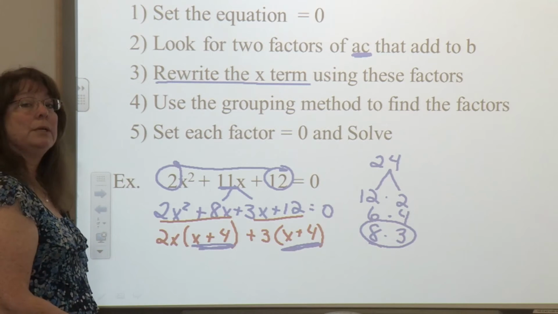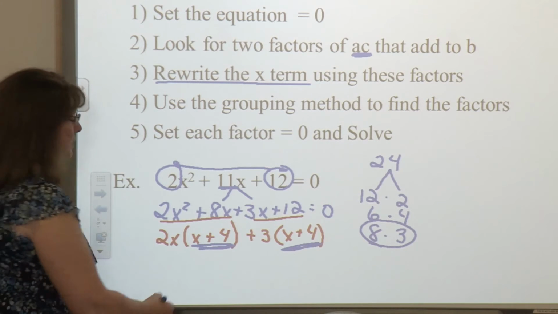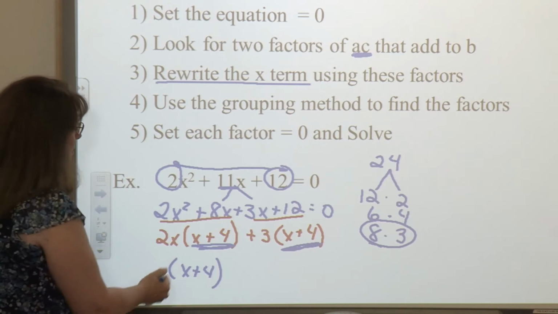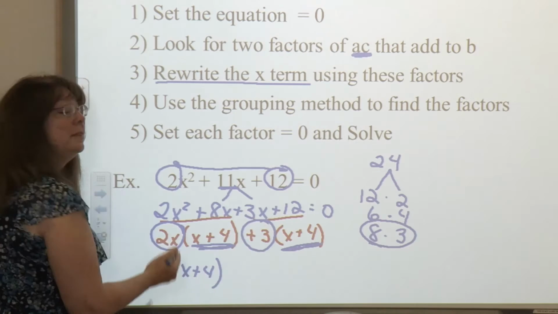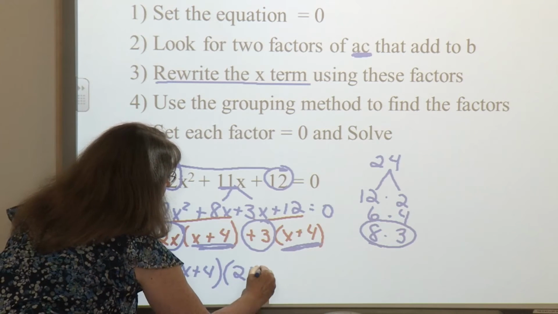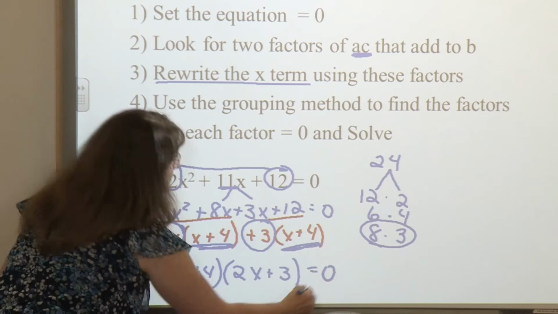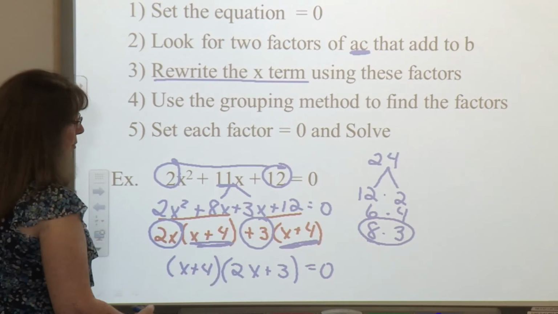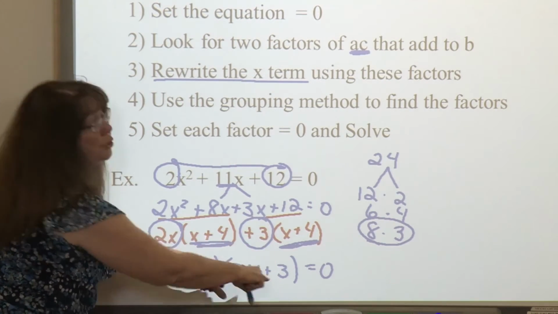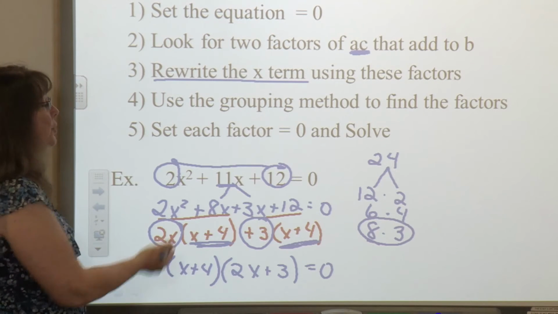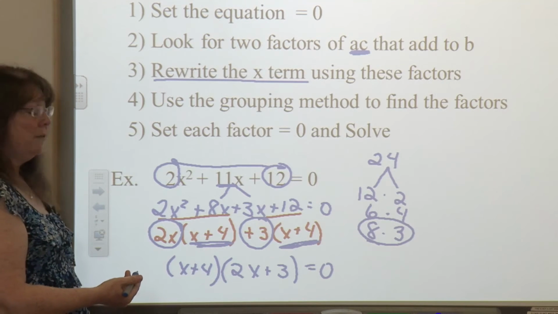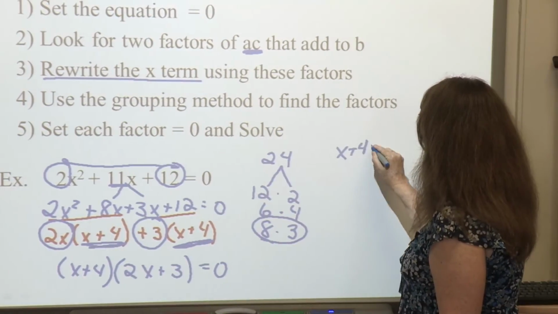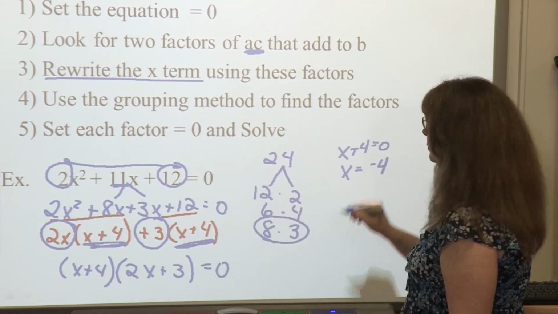Once you notice that x plus 4 is a common value for both, that's one of your factors, x plus 4. The other factor you're going to get from the 2x and the plus 3, the values that are in front. So this is how you can use your grouping method. X plus 4 is that common factor that they both have, and the 2x plus 3 becomes your other factor. Again, to finish it, you're going to want to set each factor equal to 0 and go ahead and solve it. So I can take x plus 4 equals 0, and x would equal negative 4.